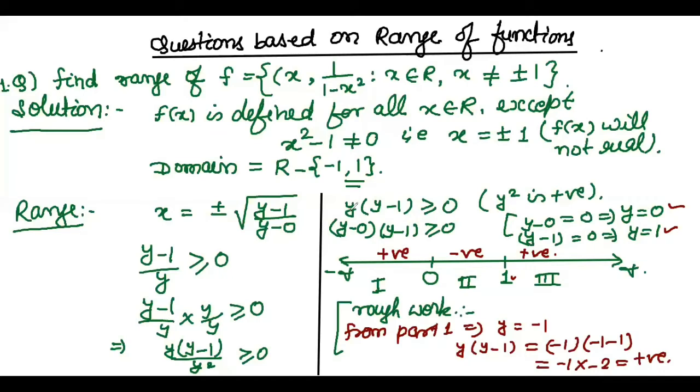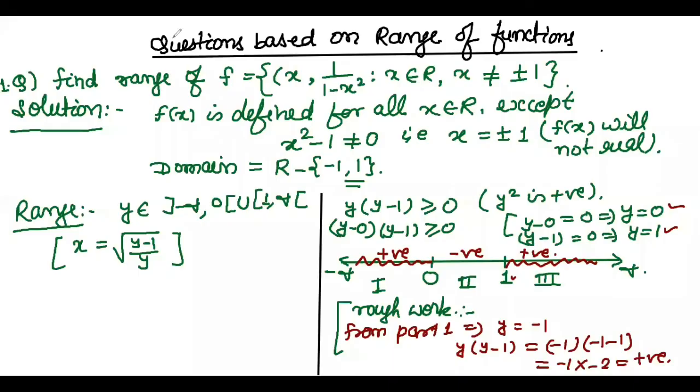Now y into y minus 1 greater than or equal to 0 means positive. So which part is positive? This part is positive and this part is also positive. So we will write these 2 parts for finding y. According to this number line, we have to include the positive values, because y into y minus 1 is greater than or equal to 0. So here I'm getting minus infinity to 0, union 1 to infinity.